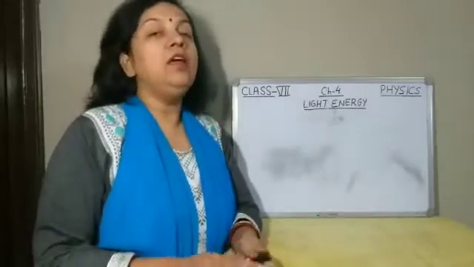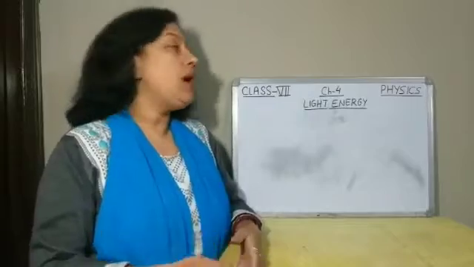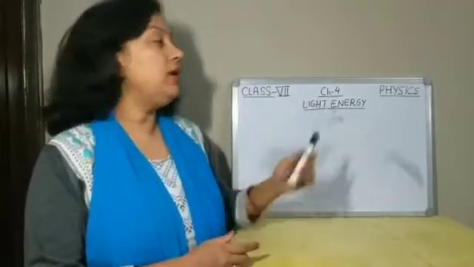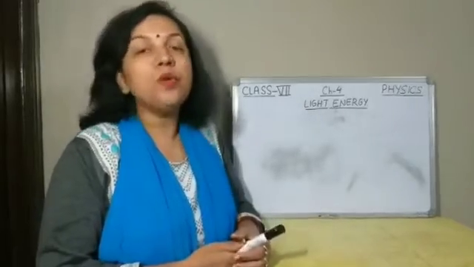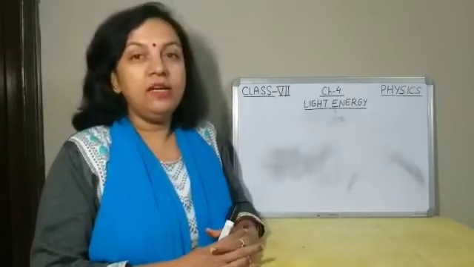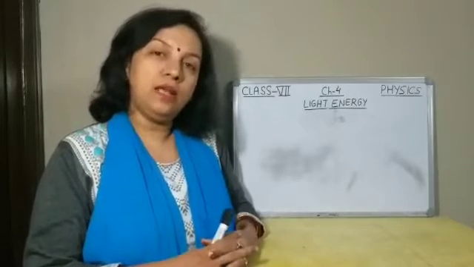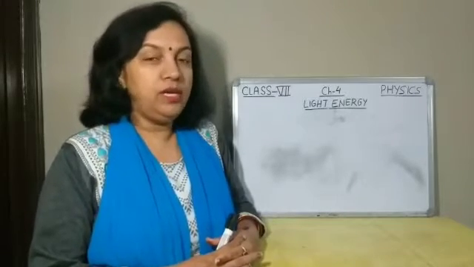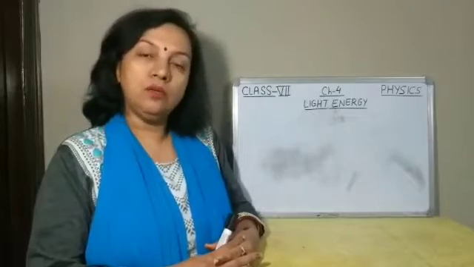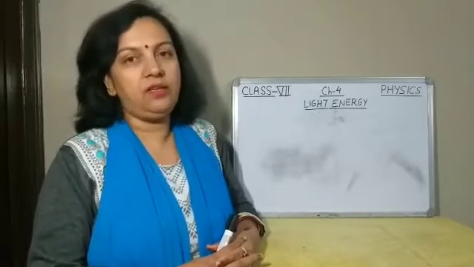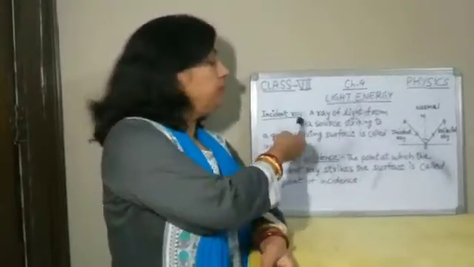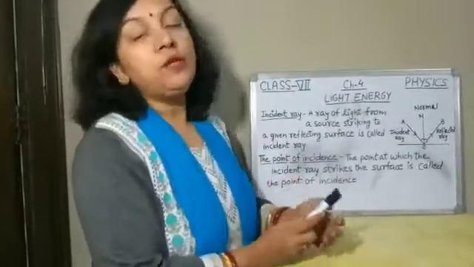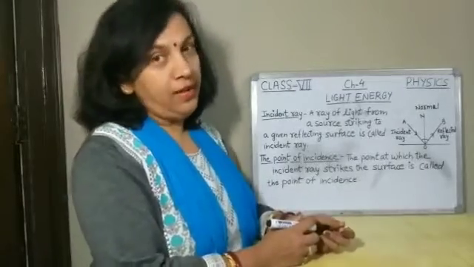Let's start today's class. So class 7, in our previous video, we started chapter 4, light energy, and we have learned about what is light energy, what is the reflection of light, regular reflection and irregular reflection. Now today we will learn about the terms related to reflection. Whenever we talk about the reflection, we talk about some terms which you must know.